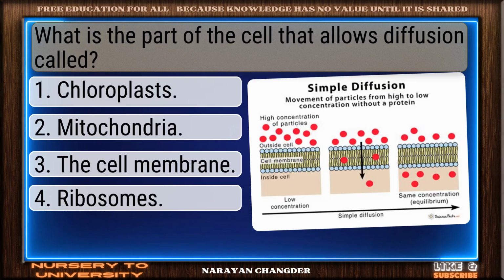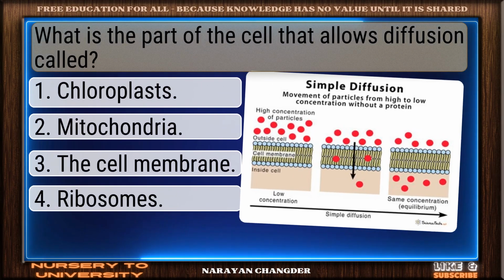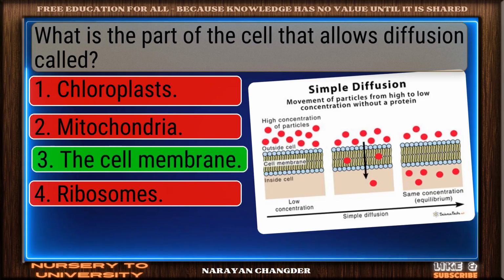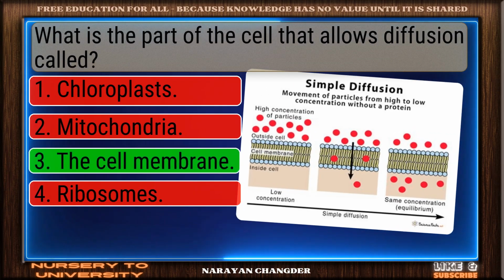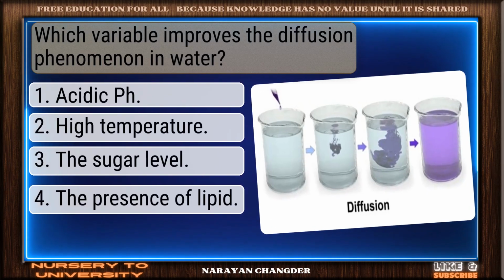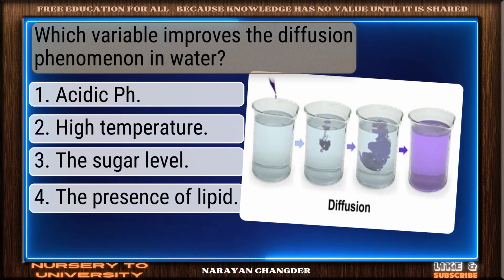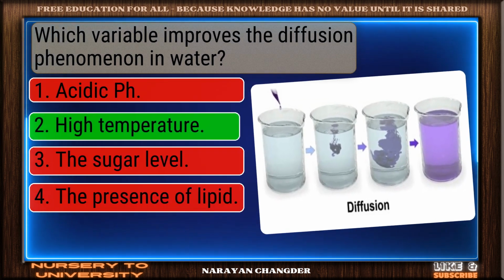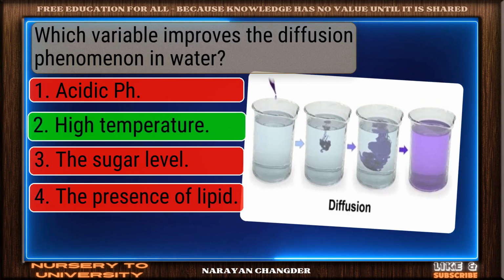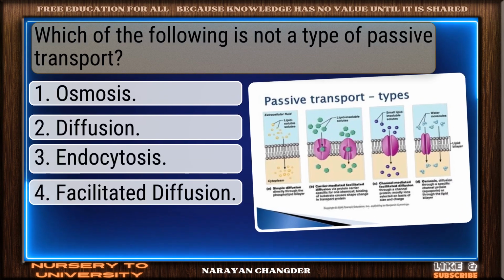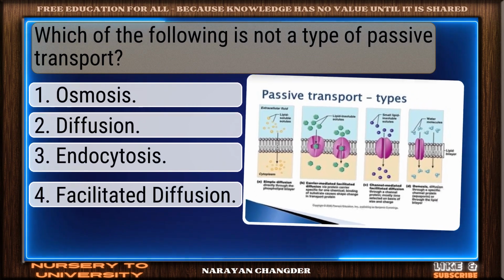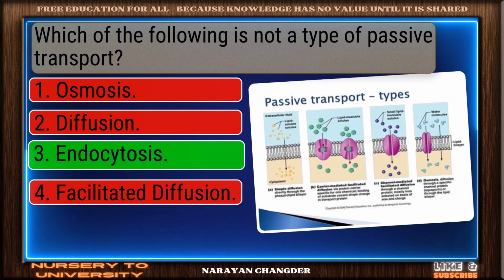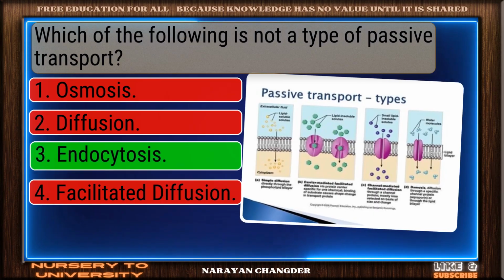What is the part of the cell that allows diffusion called? Excellent. The cell membrane is a brilliant choice. Which variable improves the diffusion phenomenon in water? Exactly. High temperature makes sense, and it is right choice. Which of the following is not a type of passive transport? Perfect. Endocytosis is the correct choice.